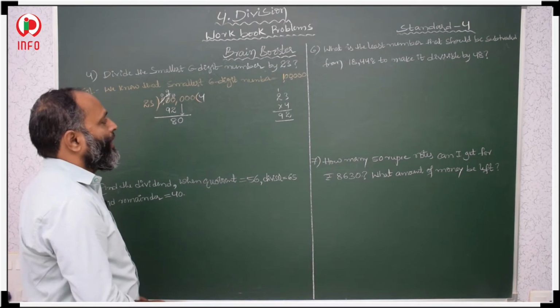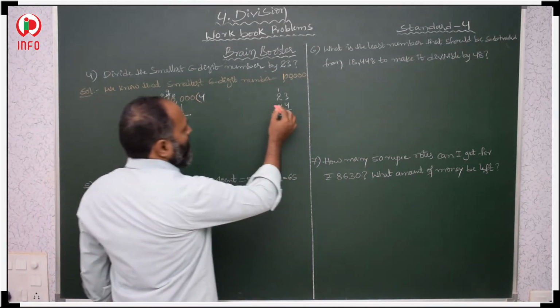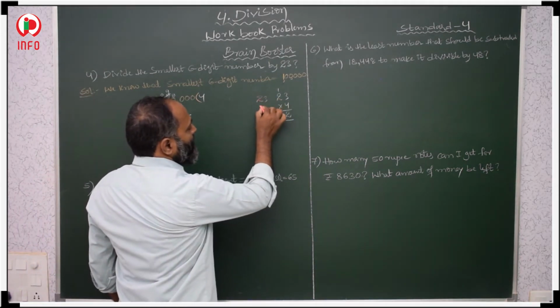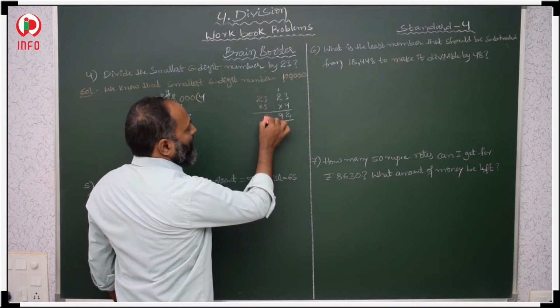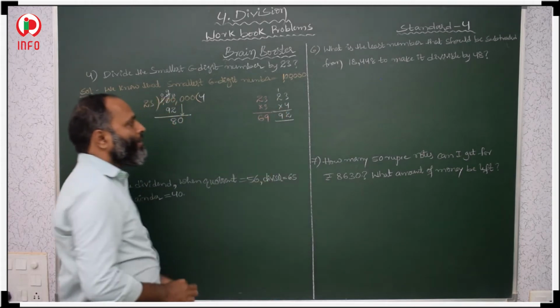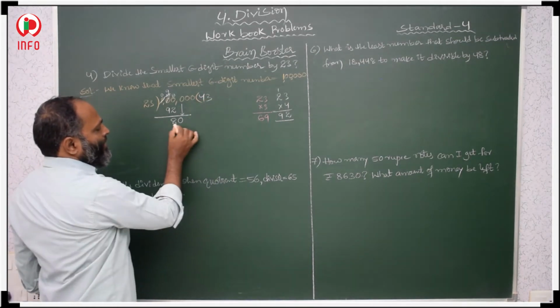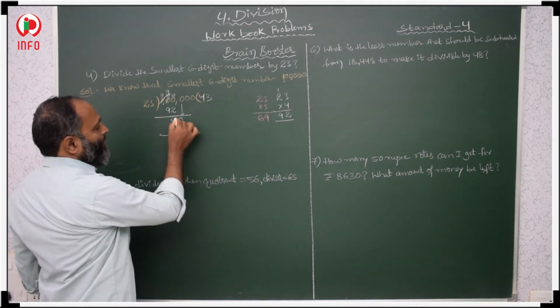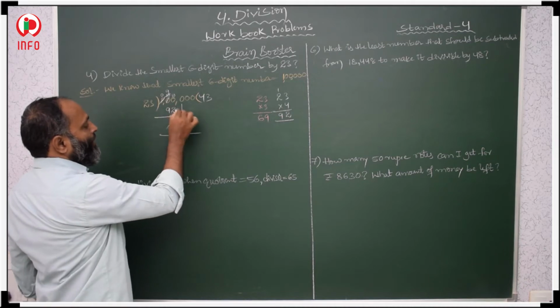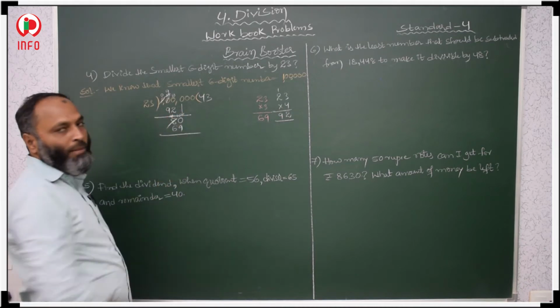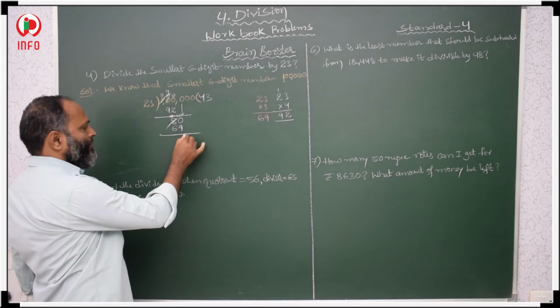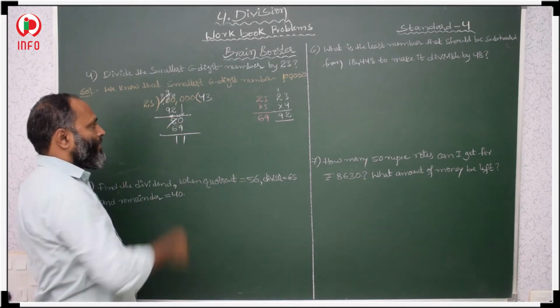In the 23 table, for 80: 23 3s are 69. Then borrow from here. Here we will get 7, here we will get 10. 10 minus 9 is 1. 7 minus 6 is 1.